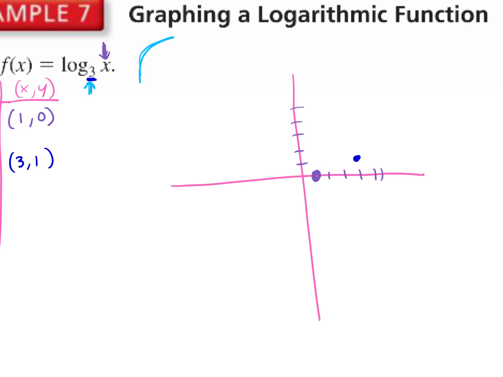You only need these 2 points, and then we can just draw our shape. We know that as we get closer to negative infinity, our graph gets closer to 0. So it's going to look like this. It's going to be kind of like this R type of shape.